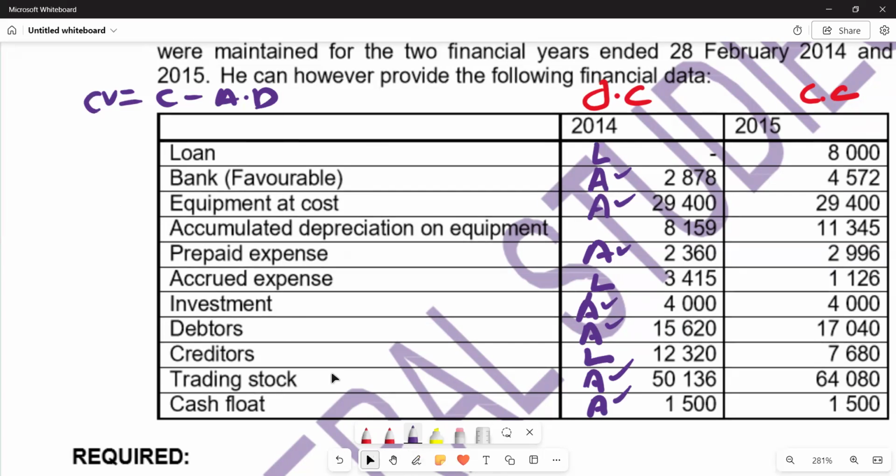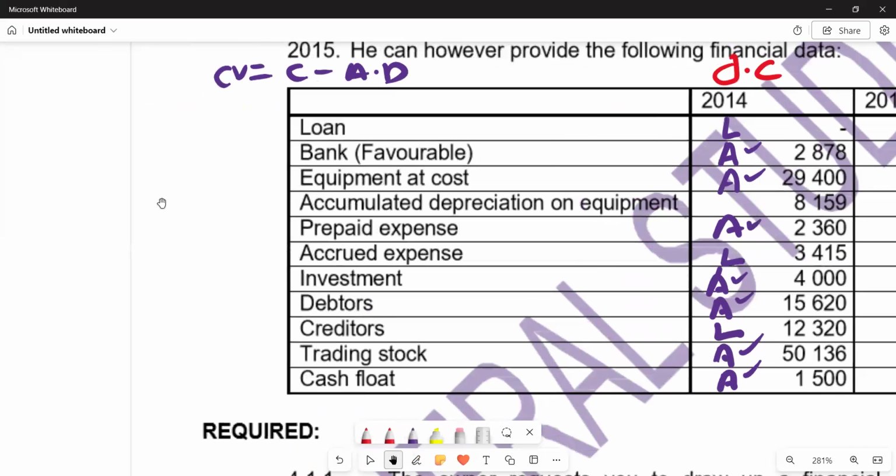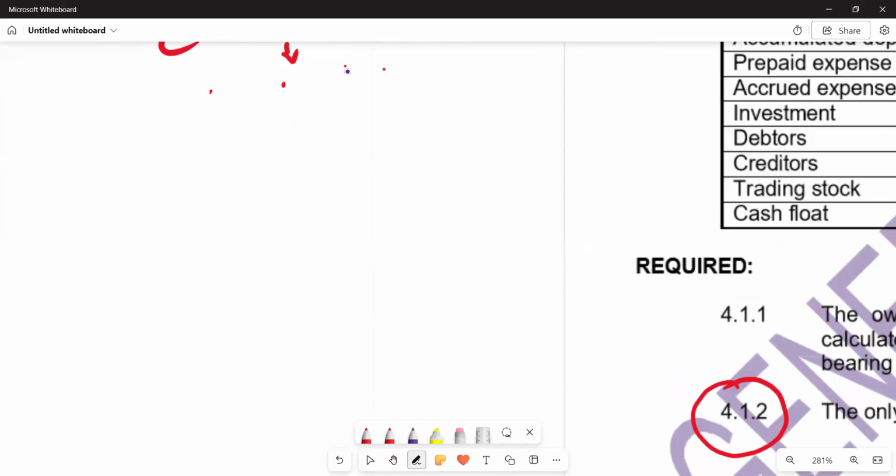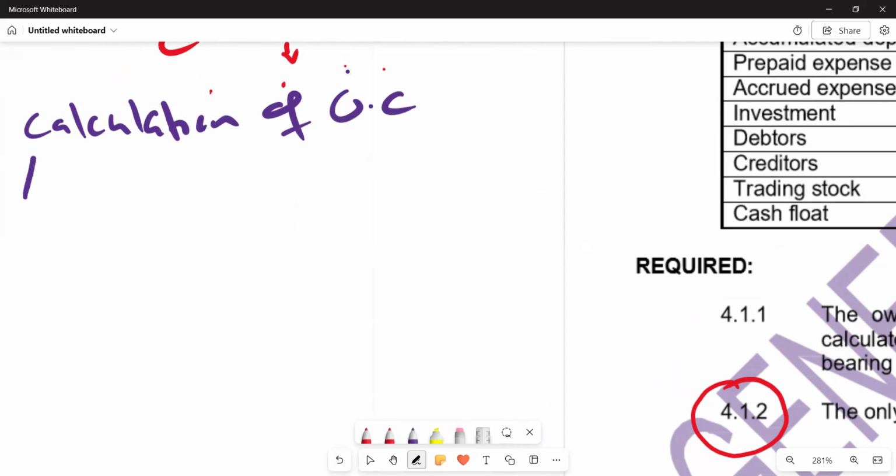So we can just come here and make the calculation by adding, grouping all the assets together and adding them so that we can get the total. So we are here. And we are just going to group them. So we are saying calculation of opening capital. So I will start by assets. We group them, and then we add them, we get the total.